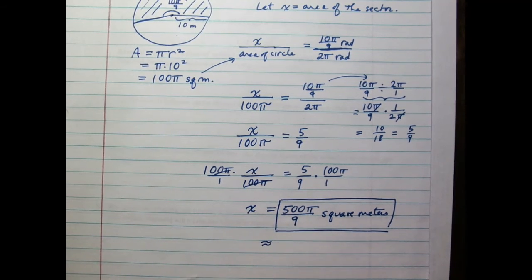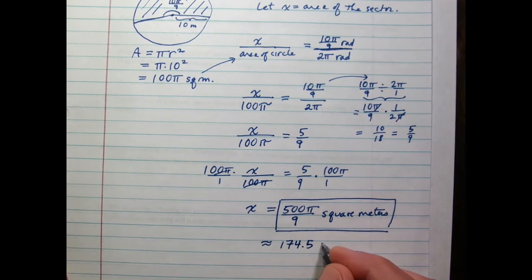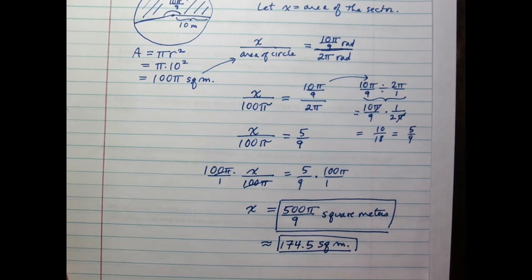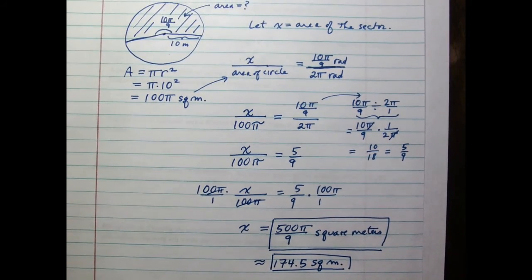And let's also get a decimal on our calculators. That's about 174.5 square meters. And there we got it.